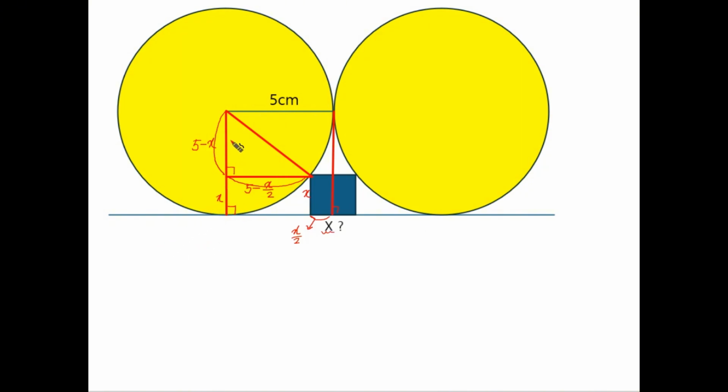Then from this right triangle, we can use the Pythagorean theorem. So 5 squared equals (5 minus x) squared plus (5 minus x over 2) squared.